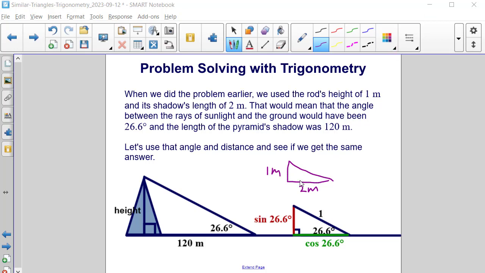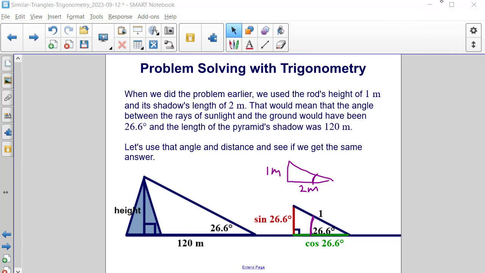Now the rod's height of 1 meter and the shadow of length 2 meters provides us with an angle between the rays of sunlight and the ground. So right here and right here, which is found to be 26.6 degrees. An explanation on how this angle measure is found will be explained a little later on.